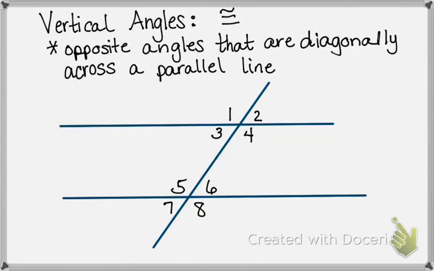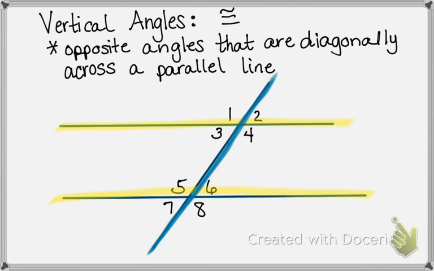All right, vertical angles we've talked about before. We'll go quickly over those. These are congruent. These are opposite angles that are diagonally across from each other. So if we look at our parallel lines here, parallel line, and then our transversal cuts right down the middle or at an angle here, we are looking at vertical angles.